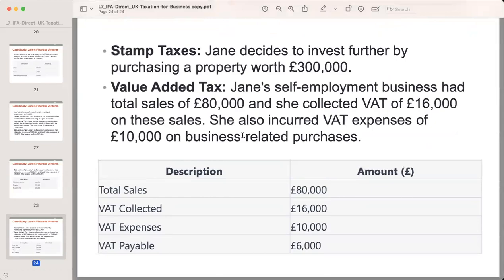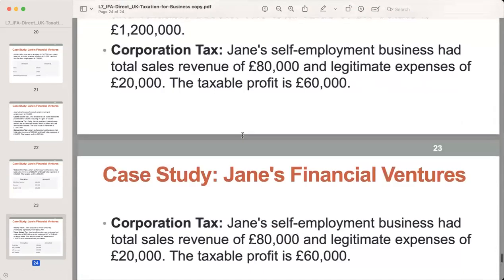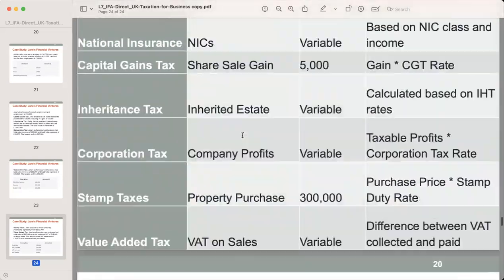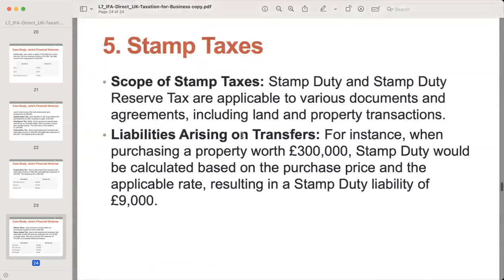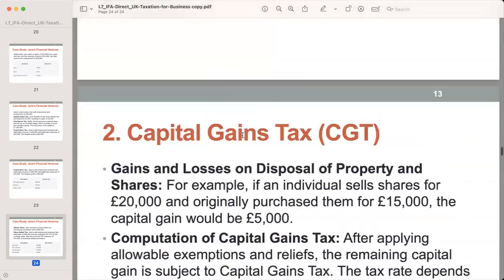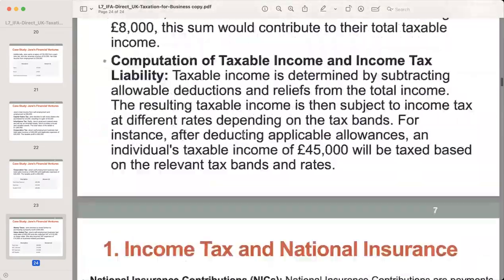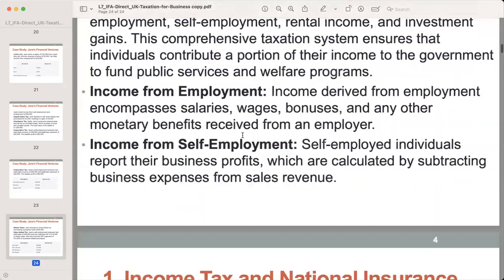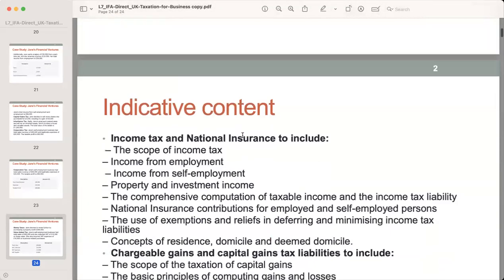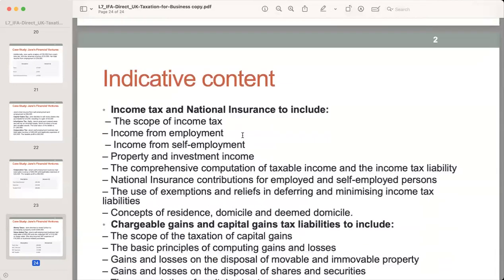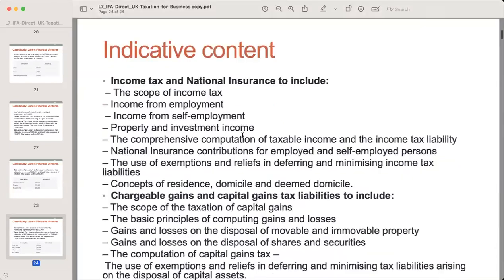So, that's it for today. This was basically UK taxation for individuals, and we discussed different types of taxes which are applicable in the UK, such as income tax, national insurance, scope of income tax, and then income from employment and income from self-employment. We also discussed national insurance contributions and the concept of residence and domicile.